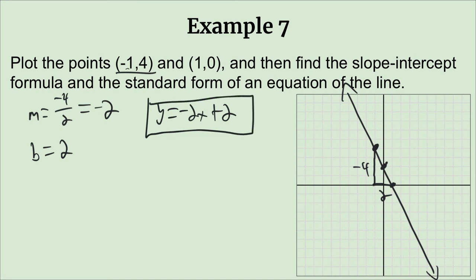For standard form, we got to solve or get the x and the y on the same side. So we'll start with y equals -2x plus 2. Add 2x to both sides. We get 2x plus y equals 2.